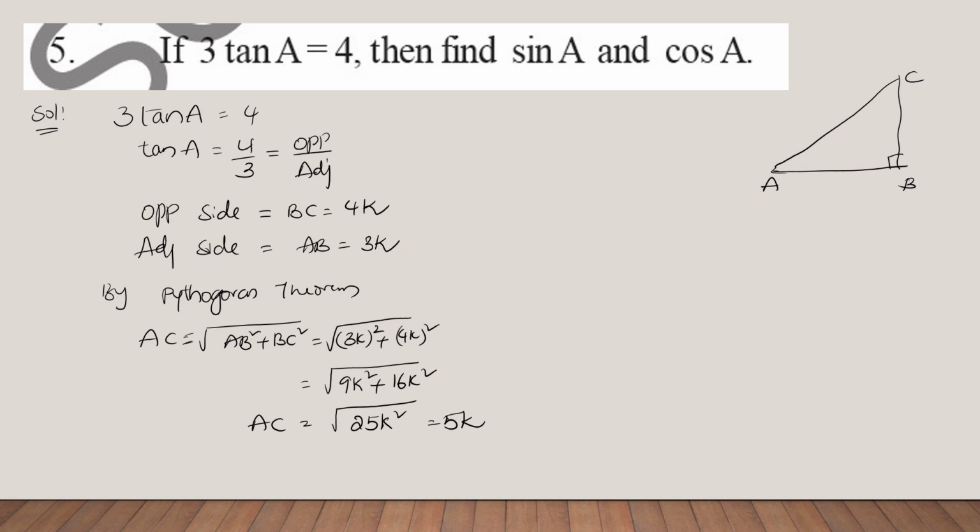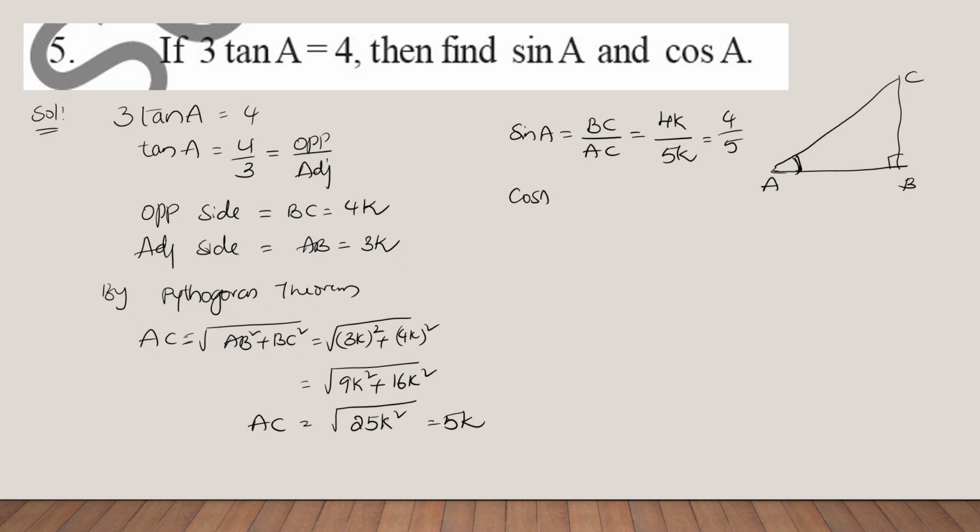So I got all the side lengths. Now sin A means, with respect to this angle, BC by AC, because the definition of sin A is opposite side to A by hypotenuse. What is BC here? BC is 4 times k and AC is 5 times k, which gives 4 divided by 5.